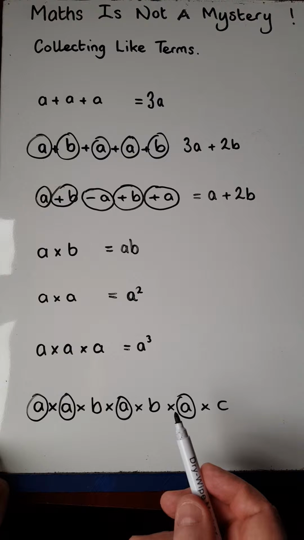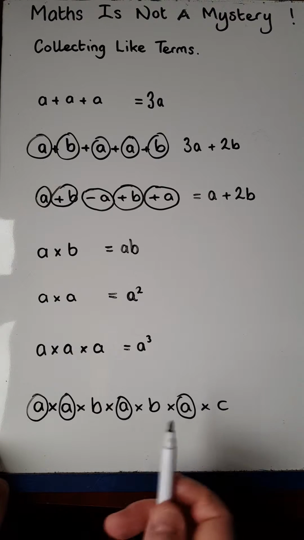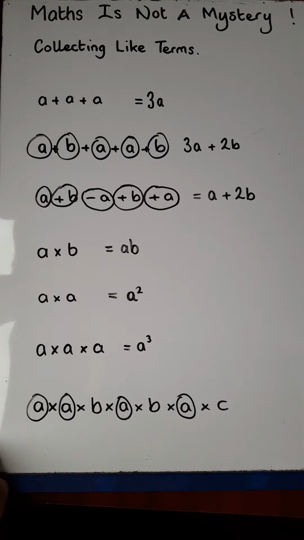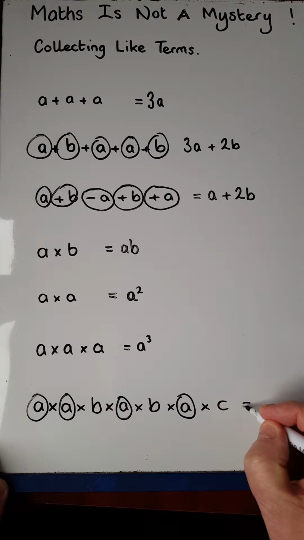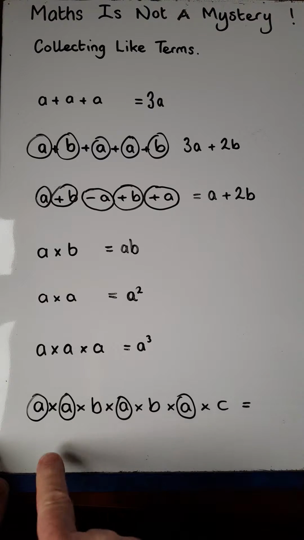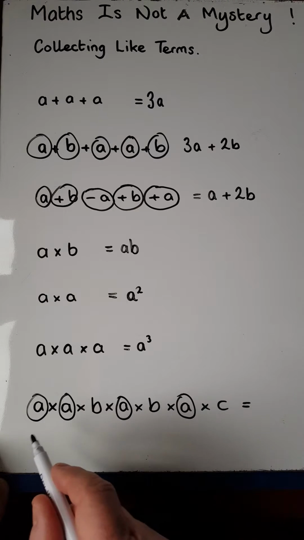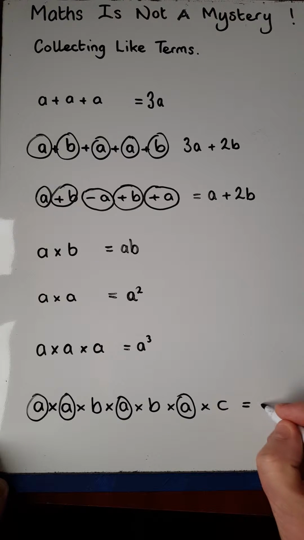I've not circled the times sign because there's no issue with it being minuses there. Nothing on that line suggests that there are any negatives. So far I've got 4 of those a's. Now if they'd have been plus a plus a plus a plus a, that would have been 4a. Because it's times, it's a to the power 4.